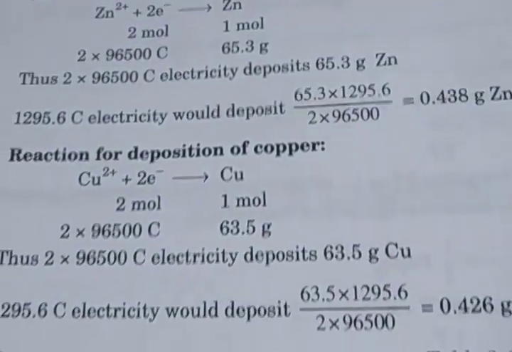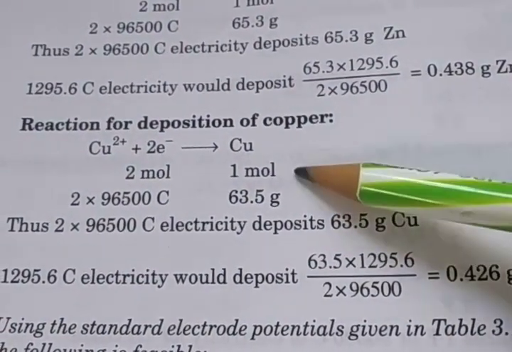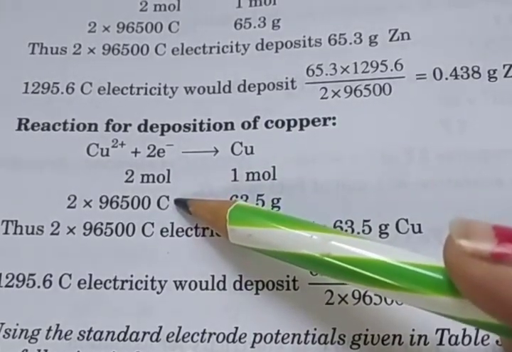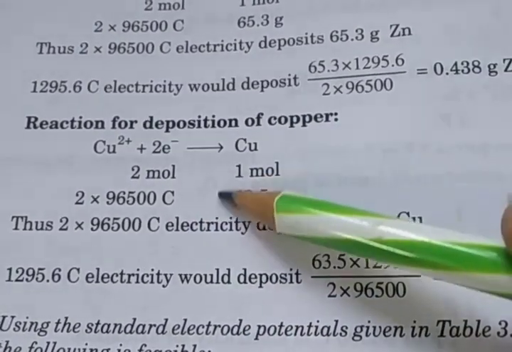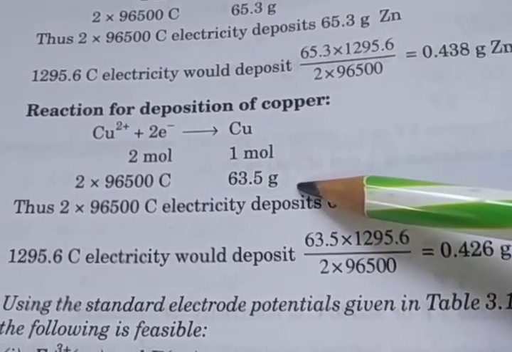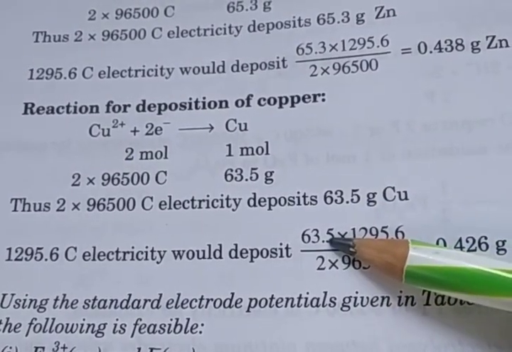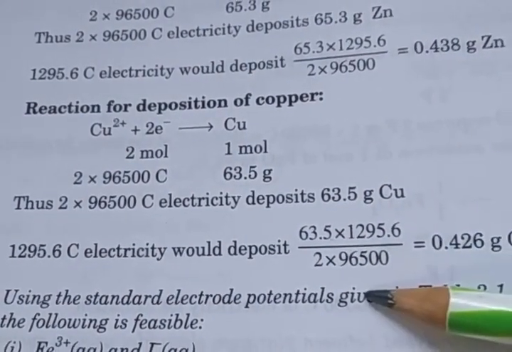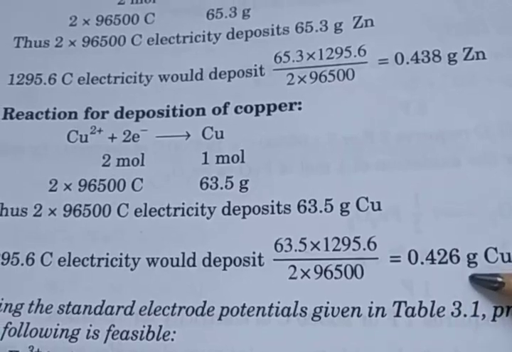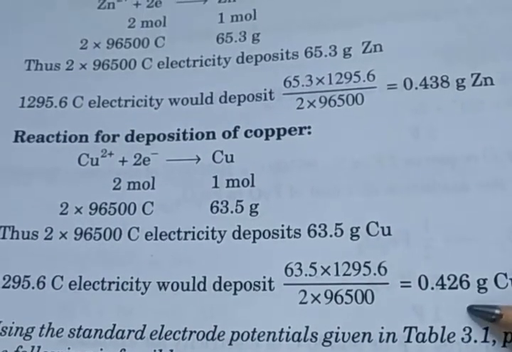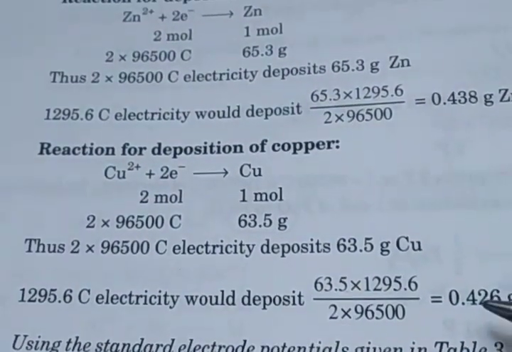The same we have to find for copper. Cu2+ gains 2 electrons and converts into copper. So here 2 Faraday electricity passes, and the copper mass is 63.5. Atomic mass multiplied by Q divided by 2 Faraday, so 0.426 gram copper is deposited.